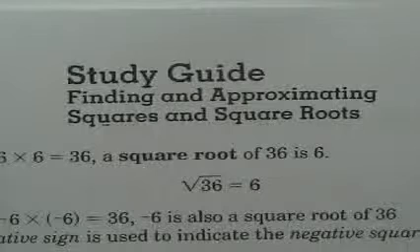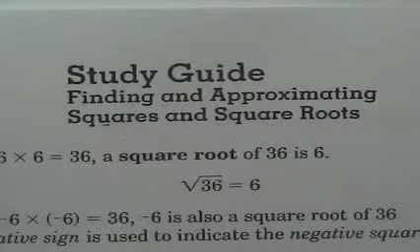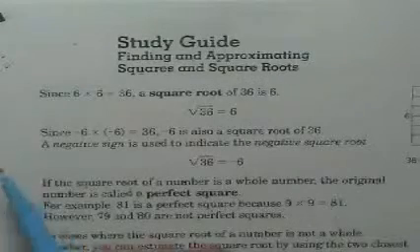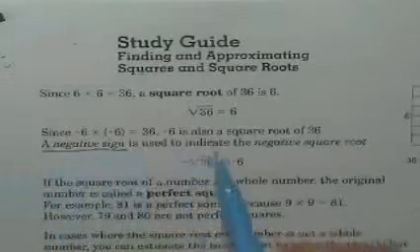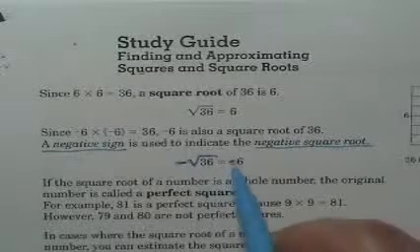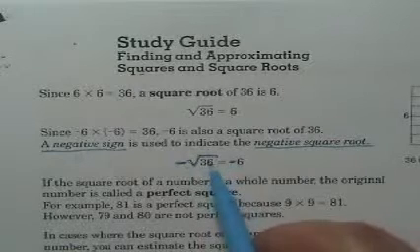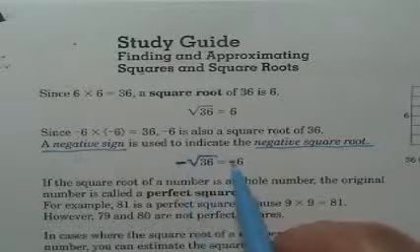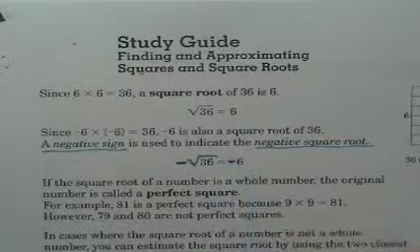Okay, please turn your paper over to the study guide side. It says finding and approximating squares and square roots. Something to point out here is that a negative sign is used to indicate a negative square root. So if you have a negative on the outside of a square root symbol, or a radical, then the answer is going to be negative. So for now, 36 is 6 times 6, so it's 6, but there's a negative on the outside, so the answer is negative 6.